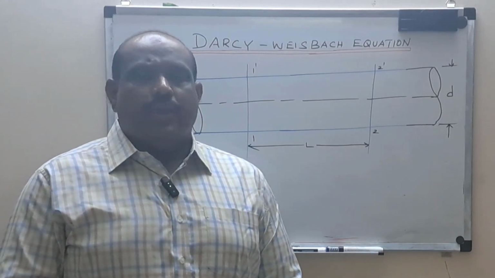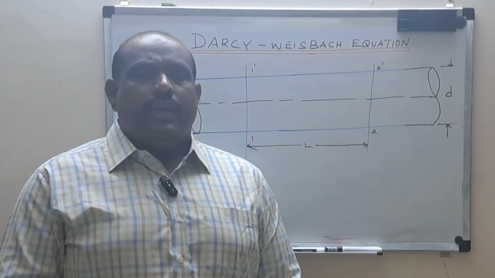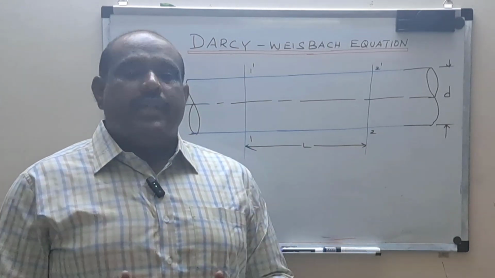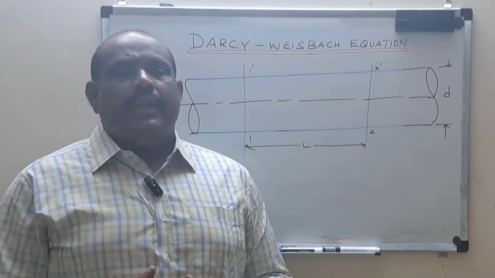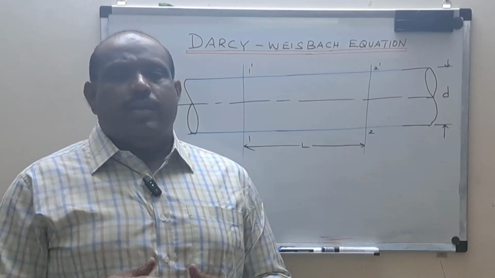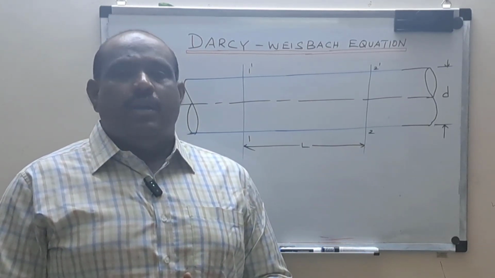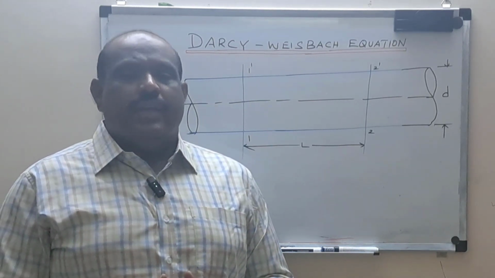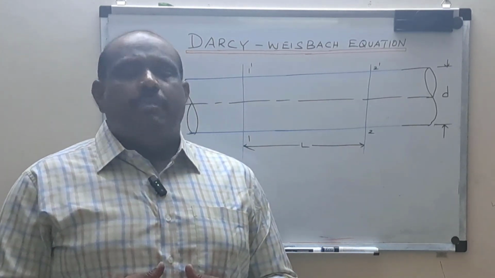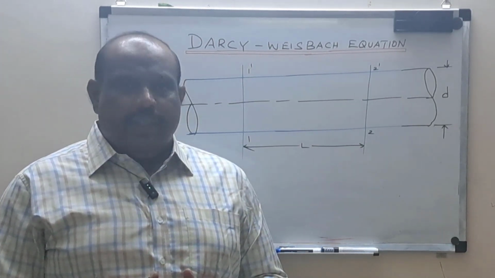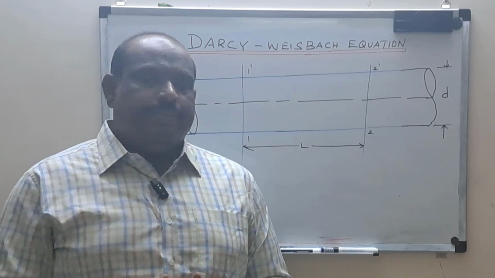Dear students, today let us discuss the Darcy-Weisbach equation. This equation is most important to determine the friction loss in a pipe. So we are going to arrive at the formula for the loss of head due to friction. Let us try to apply the Reynolds equation, and with the help of it we will arrive at the head loss due to friction.